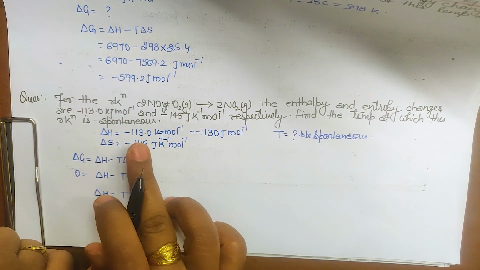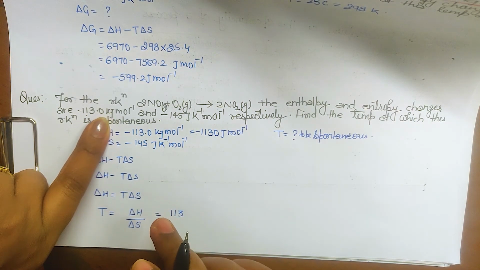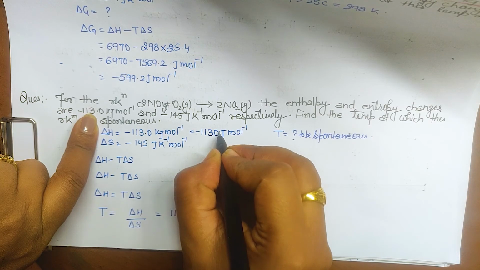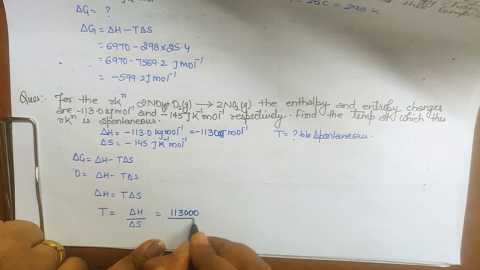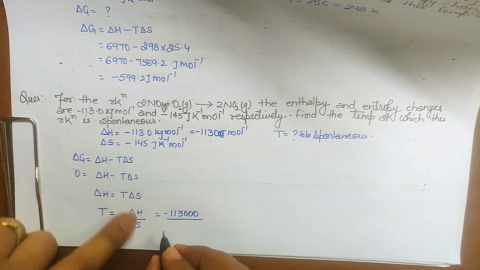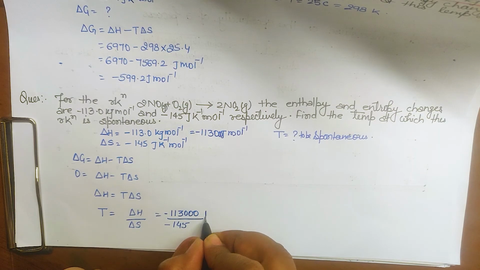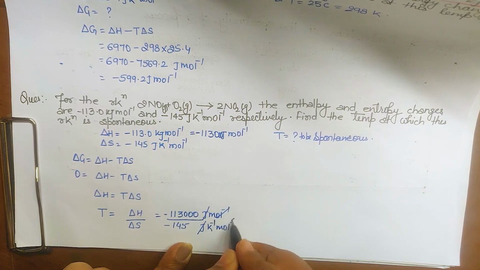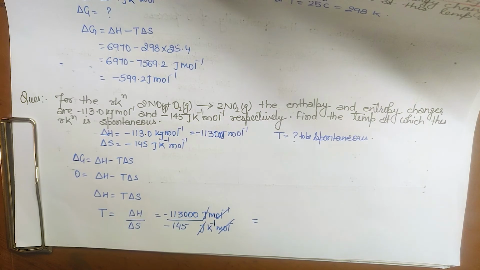113 kilojoule per mole, no? 113 kilojoule per mole. Okay, sorry, it is in kilojoule, so it will be different. We multiply by 1000, so you will get 113,000, that is minus, okay, and delta S we got minus 145. If you keep the units, this is joule per mole, and this is joule per Kelvin per mole. So joule cancels, per mole cancels, and Kelvin will come up. So just solve this and you will get the answer.